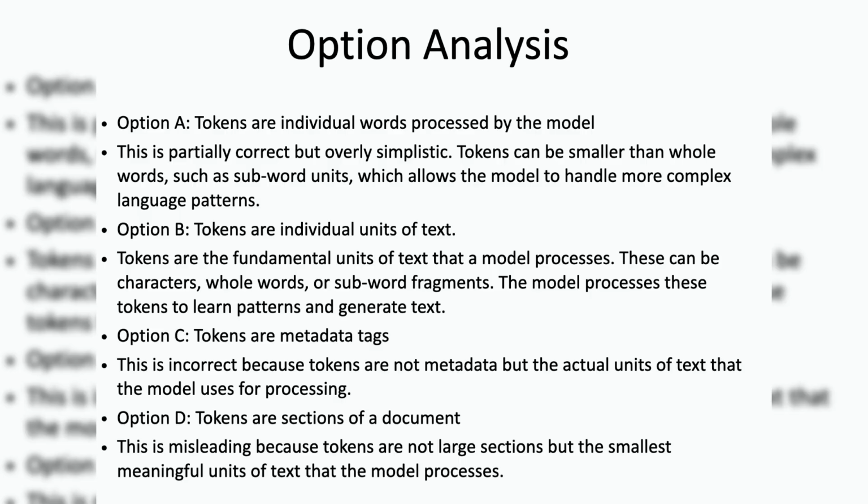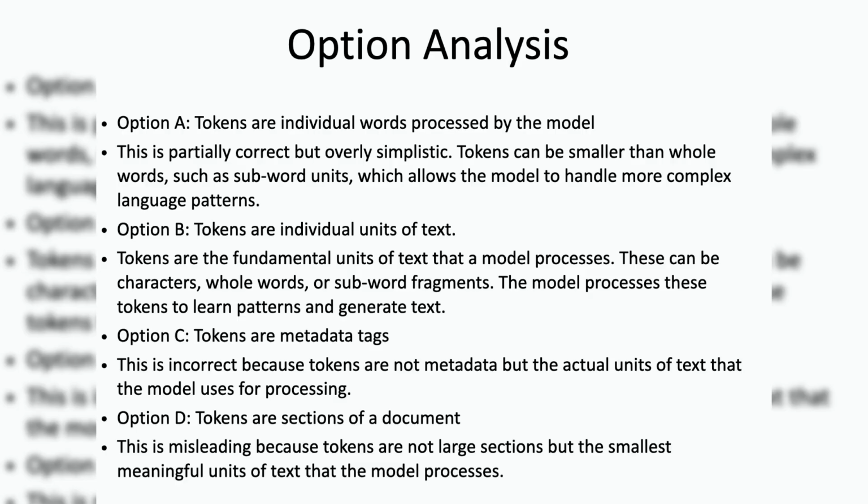Option B, tokens are individual units of text. Tokens are the fundamental units of text that a model processes. These can be characters, whole words, or sub-word fragments, depending on the tokenization method used. The model converts input text into tokens, processes them to learn patterns, and generates output by predicting the next token in the sequence.